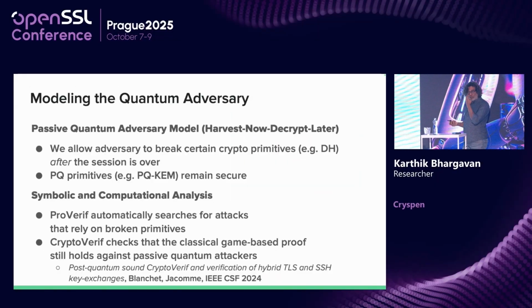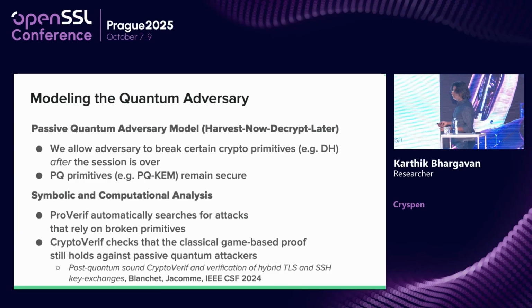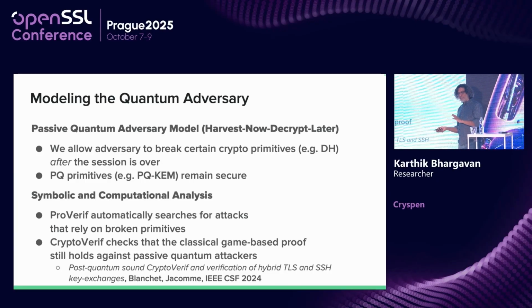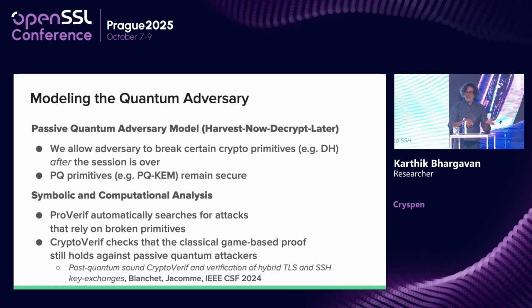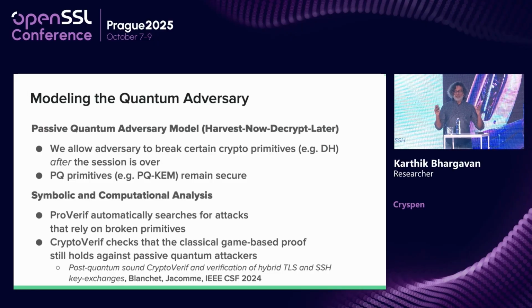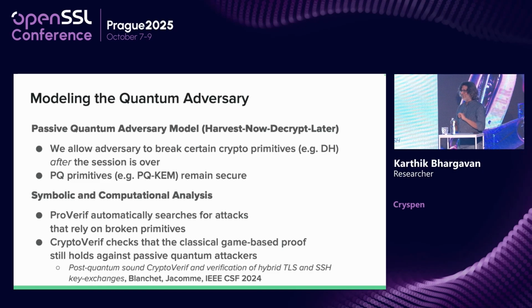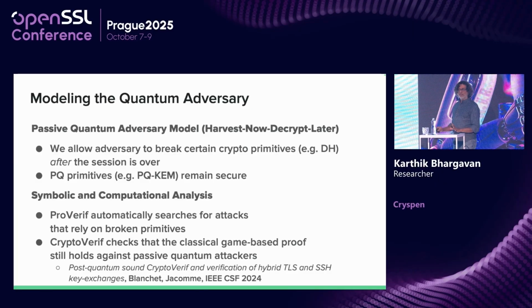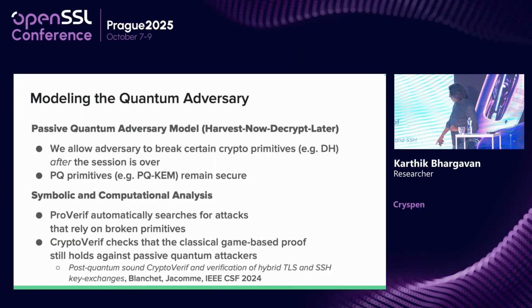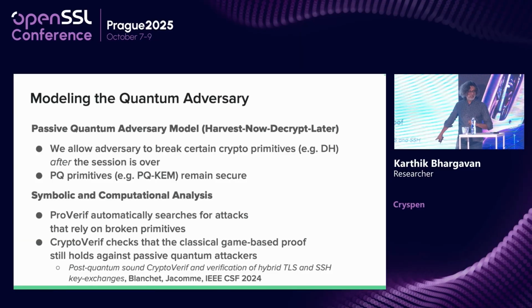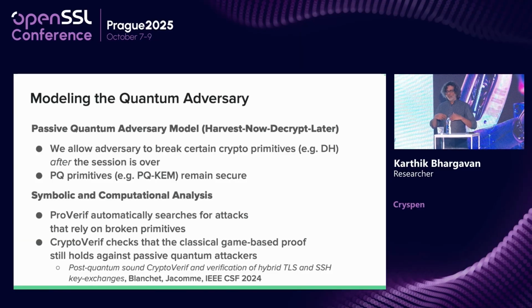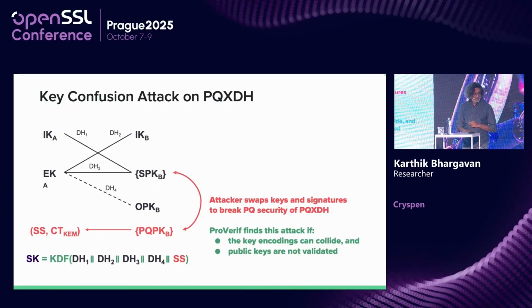And then, of course, you have to do the quantum adversary, because that's the whole point of PQXDH. And you can define the passive quantum adversary in different ways in ProVerif and CryptoVerif. This is still a very active area of research. I would say that if you especially want to consider an active quantum adversary, almost no tool is able to do this right now. But for passive quantum adversaries, or store now, decrypt later, there are some very nice formalisms. So CryptoVerif, for example, has full support for it, as described in that paper. So we use that in this analysis.